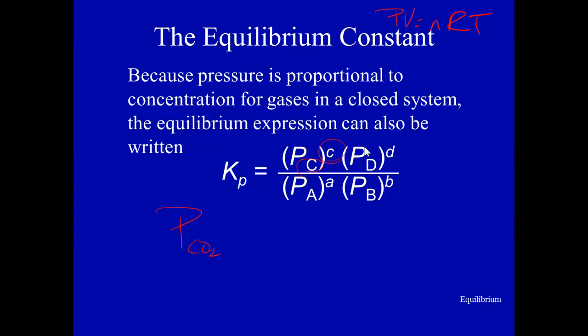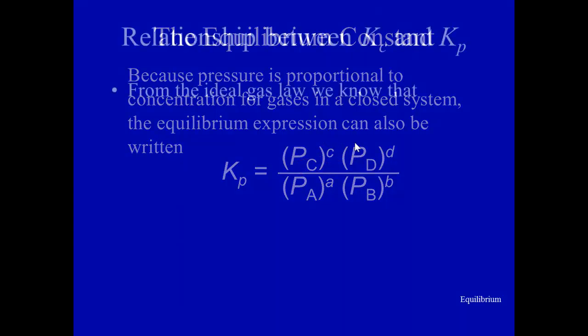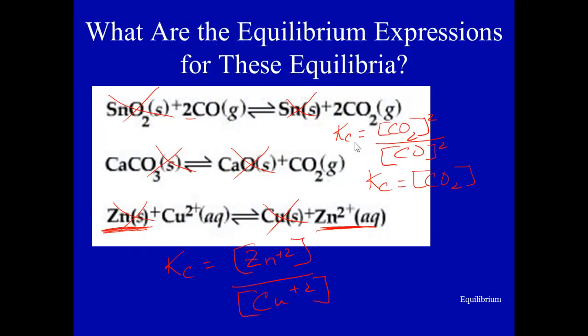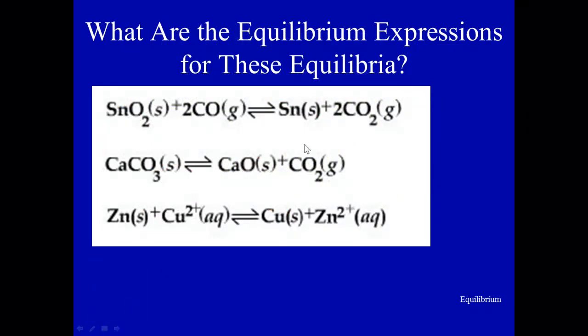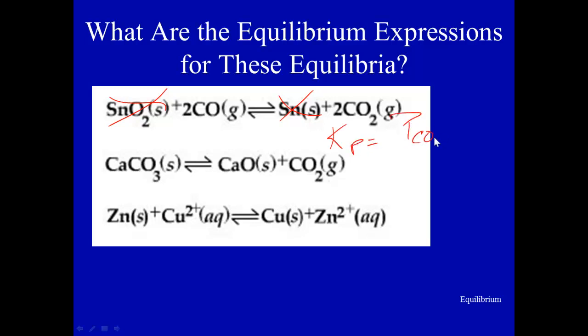So I believe, did I do one of these? Okay, no. So if I back up to the last slide and let me clear this ink. Okay, and let's say I wanted to do it for this top one and write a Kp. Again, I ignore solids and I would say Kp pressure is equal to the pressure of CO2 parentheses squared divided by the pressure of CO parentheses squared. Okay, so that's how I would write a Kp expression.